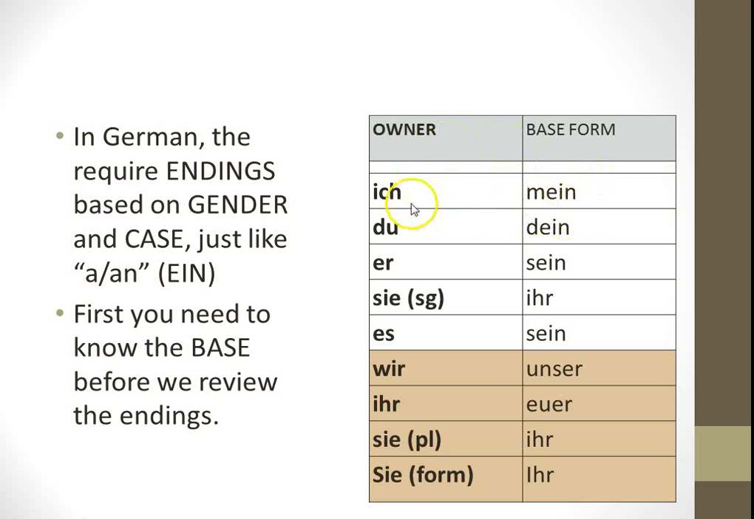So, ich, if I own it, it's mein. If you own it, dein. If he owns it, sein. If she owns it, ihr. If it owns it, sein. If we own it, unser. If y'all own it, euer. If they own it, ihr. And if you're talking to someone formally, Sie, then it's Ihr. So these are the bases.